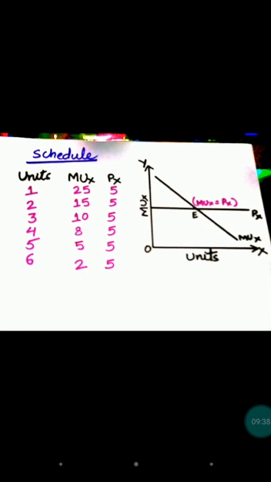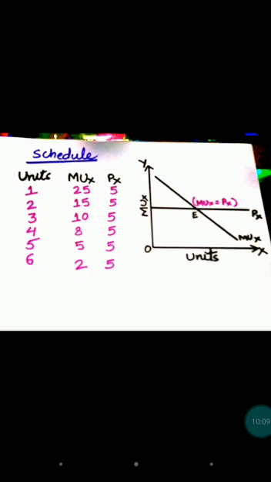So if we spend 5 rupees, we get satisfaction of 25. Again we spend 5 rupees and get satisfaction of 15 utils. Again we spend 5 rupees, we get satisfaction of 10. Again we spend 5 rupees, we get satisfaction of 8. But at the 5th unit, when we spend 5 rupees, we get satisfaction of 5. So at unit 5 we get the satisfaction.